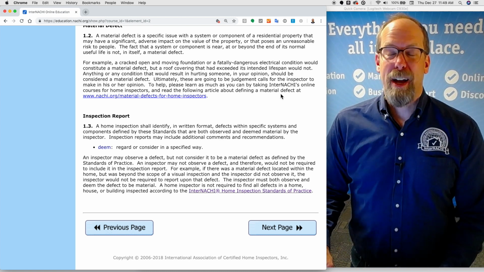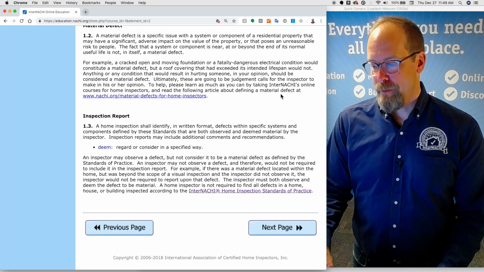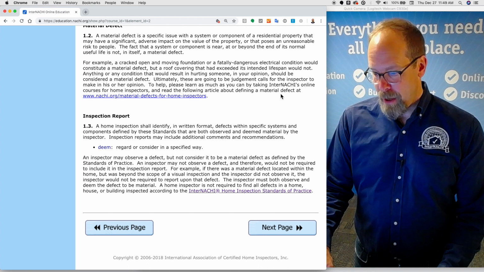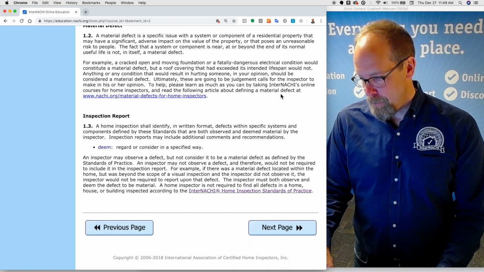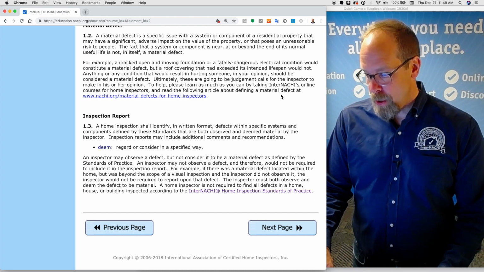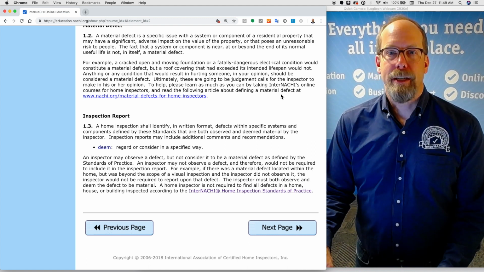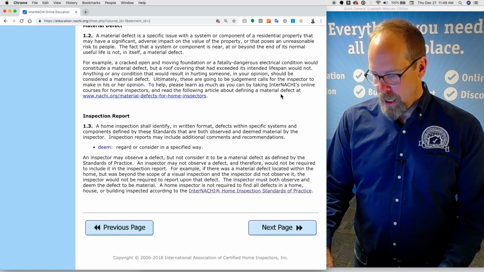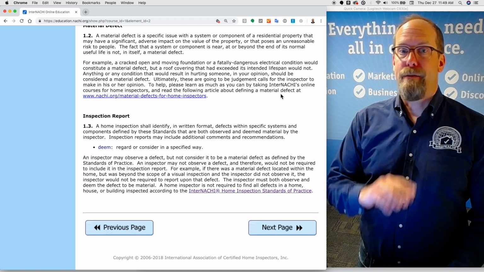Home inspection report is defined by the standards of practice. Home inspection shall identify in written format defects within specific systems and components defined by these standards that are both observed and deemed to be material by the inspector. Inspection reports may include additional comments and recommendations. And deem is a term that we use. It simply means regard or consider in a specified way. I deem that to be unsafe.